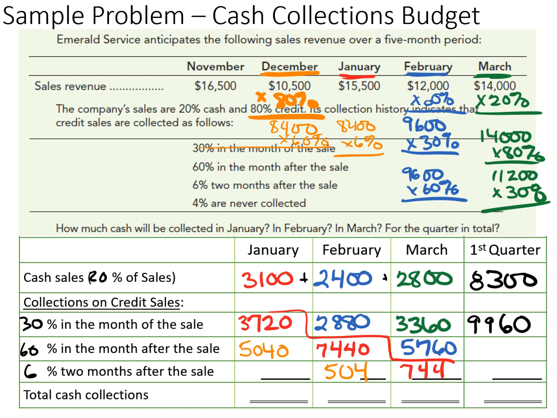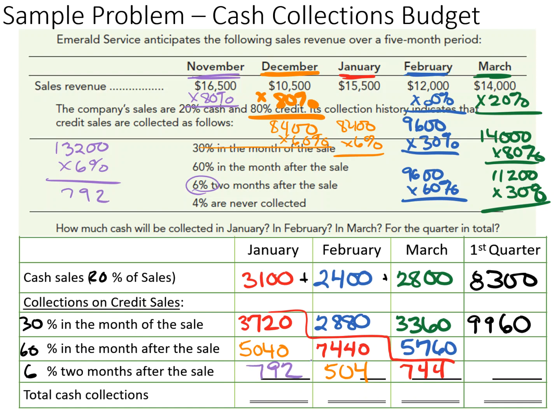Now we just need to do November. November was 16,500. Again, you'll have to multiply that times 80% to get the amount of credit sales. 16,500 times 0.8 is $13,200. I'm going to write that over here. And then we just need to get the 6% that would be collected 2 months after sale. 13,200 times 0.06 is $792, and that will fill in our chart.